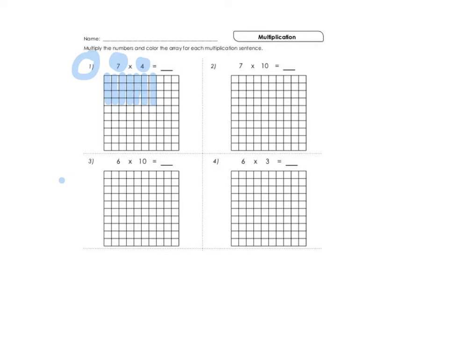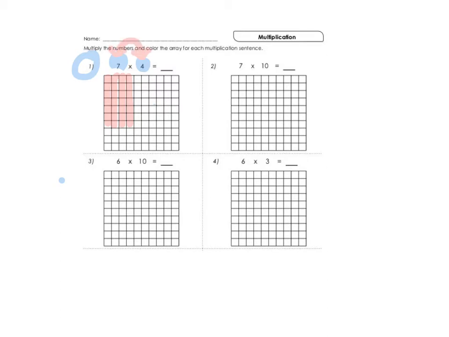Now another way, let's pretend that I didn't do that. And instead, what if I did 4 groups of 7? If I do 4 groups of 7, let me show you what that looks like. 1, 2, 3, 4, 5, 6, 7. That's one group, 2 groups, 3 groups, 4 groups. Okay, so that would be another way. So either way works because in multiplication, the order does not matter.